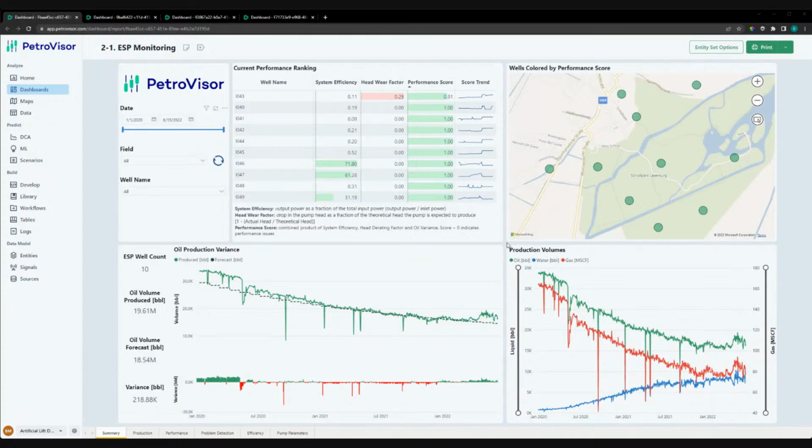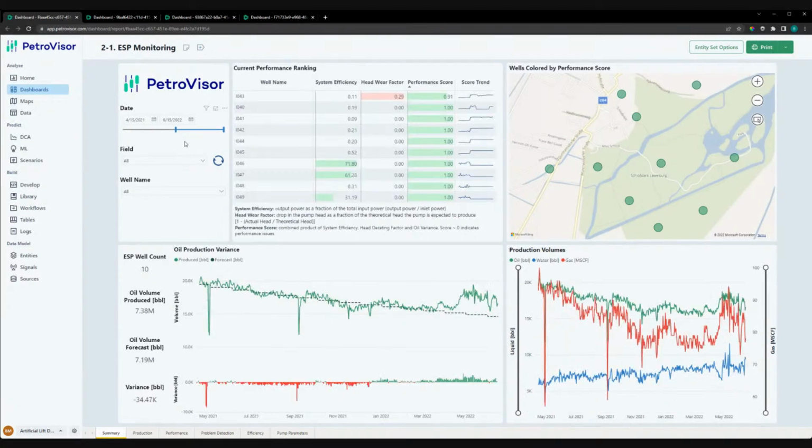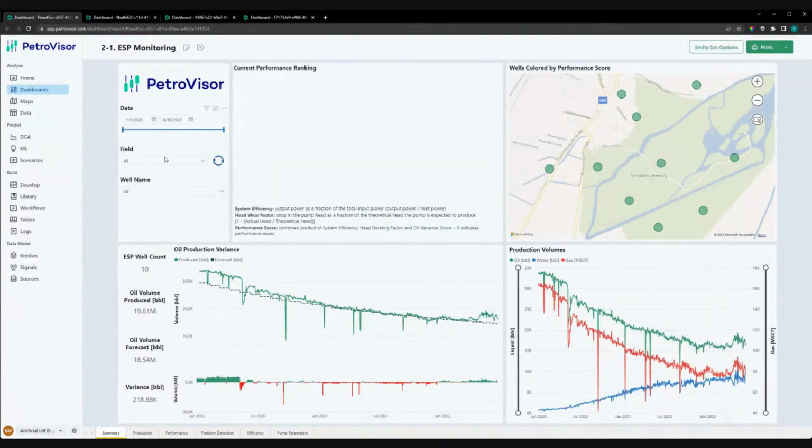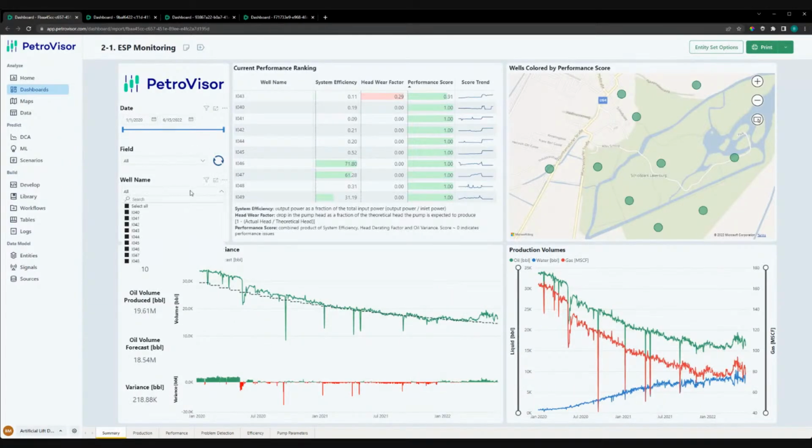So for ESP, what we see is I can filter by a time frame. So we have incoming data. In this case, we're aggregating it on a 24-hour period. We're looking at virtual flow meters as well as forecasts. And we're looking at an entire field and all the wells that are inside of that field.